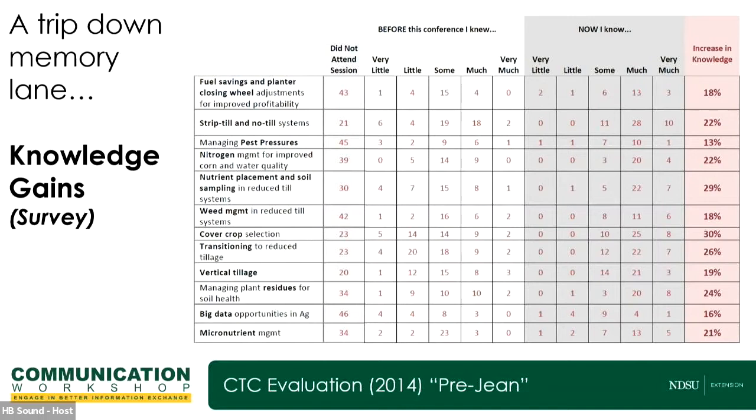And then when we looked over on the left-hand side, some of our things were strip till and no-till systems. There's that double barrel. There you go. So what if I knew about strip till, but I didn't know about no-till before I got here? These are the kinds of things we want to look at in those questions, to make sure that they're just asking one single question at a time.